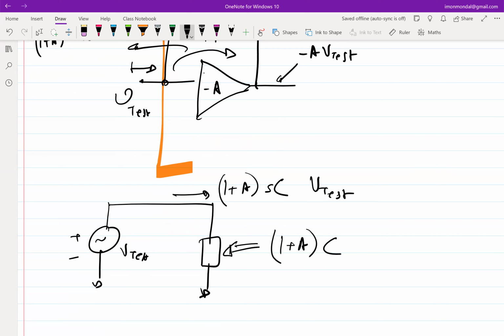So now if A is, for example, 100, then this mimics a capacitance of 100 times its size, or 101 times its size. The effective response, so essentially you are loading V test with a capacitor which is 100 times its physical size. Electrically, it's 100 times. Physically, it's still that small capacitor. So essentially, you break the trade-off between large capacitance and large area by putting an amplifier in between. This is often called Miller amplification or the Miller effect.